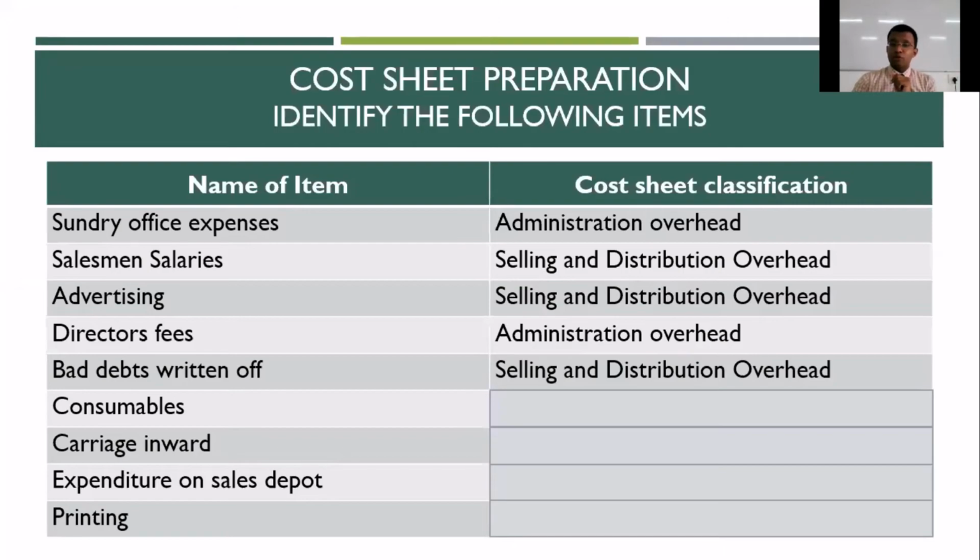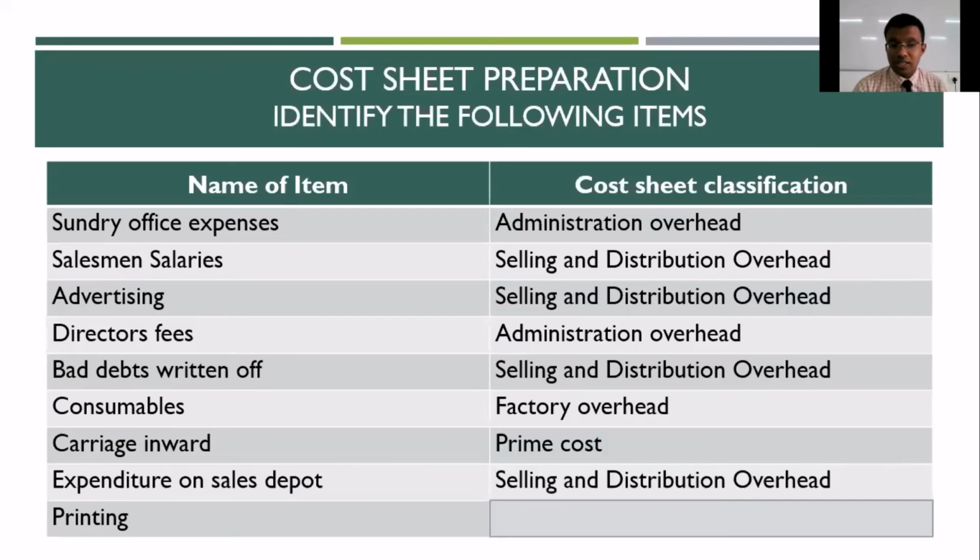Consumables. So I gave you an example of lubricating oil. This would be a part of factory overhead. Carriage inward. Remember, carriage inward is the transportation cost of raw material. Raw materials are an essential part of your manufacturing process. To be specific, this would be a direct expense for you. So this is prime cost.